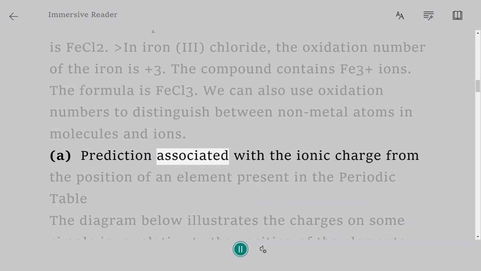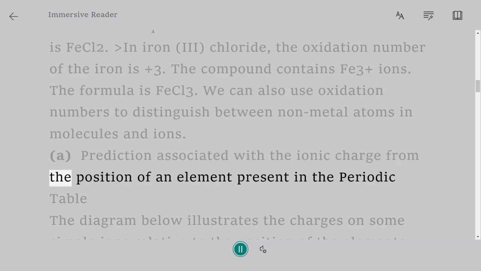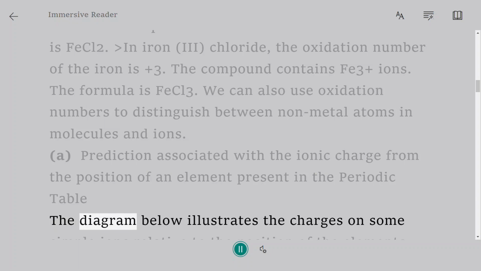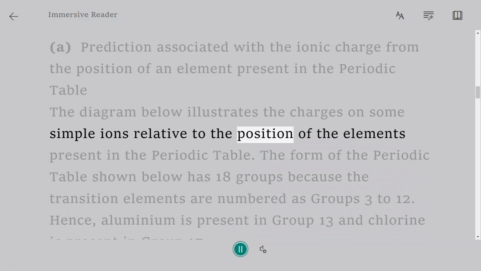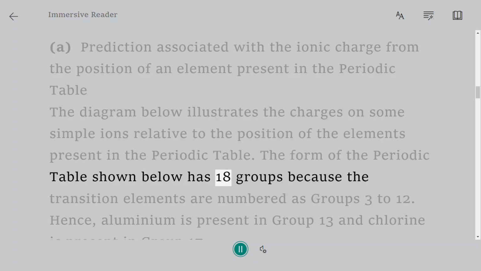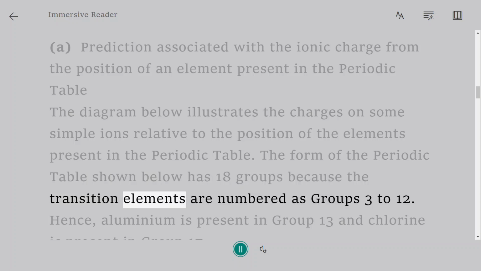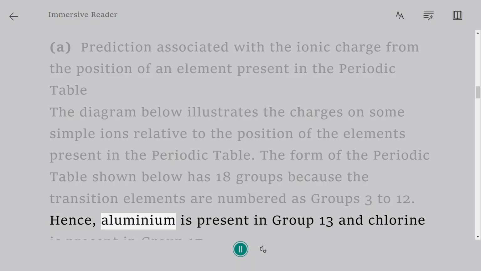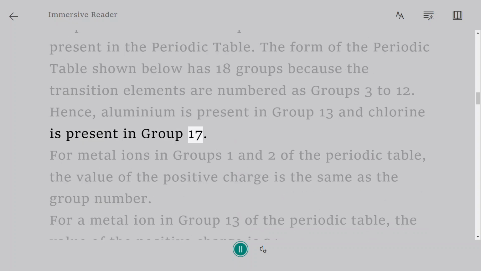A. Prediction of the ionic charge from the position of an element in the periodic table. The diagram below illustrates the charges on some simple ions relative to the position of the elements in the periodic table. The form of the periodic table shown below has 18 groups because the transition elements are numbered as groups 3 to 12. Hence, aluminium is in group 13 and chlorine is in group 17.